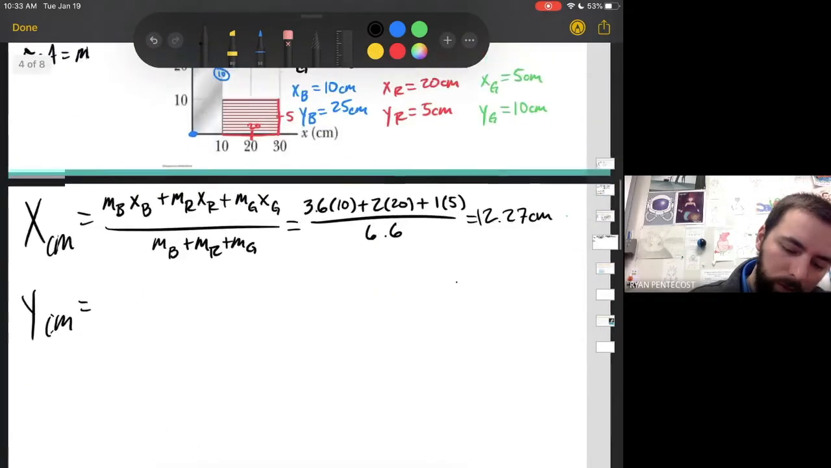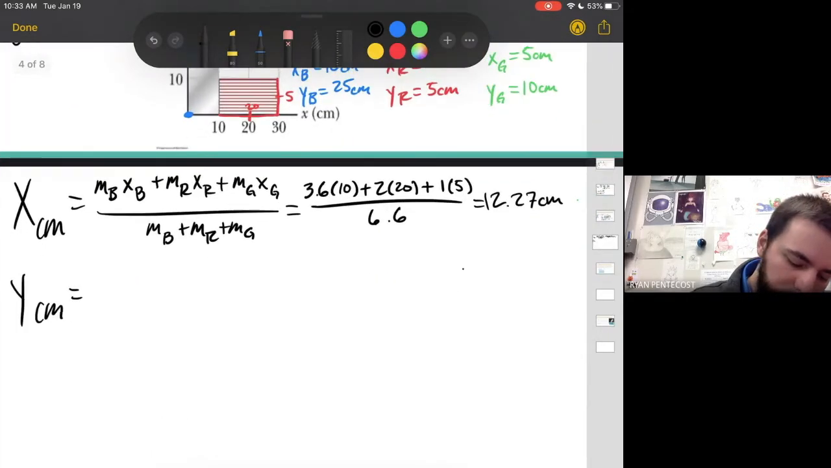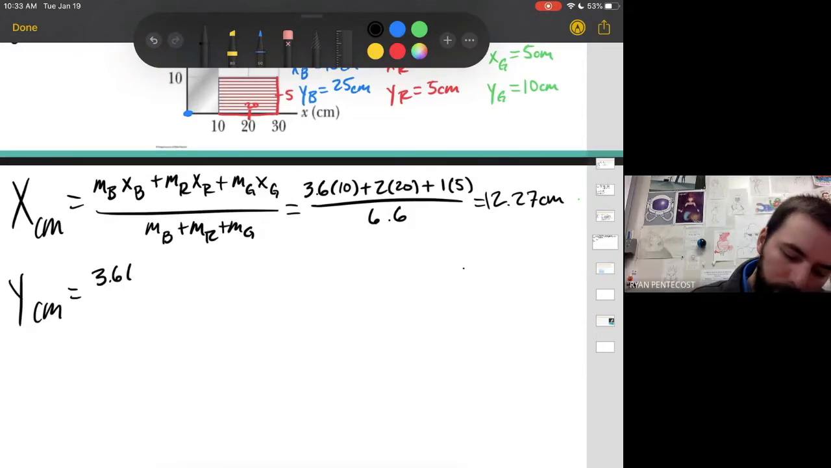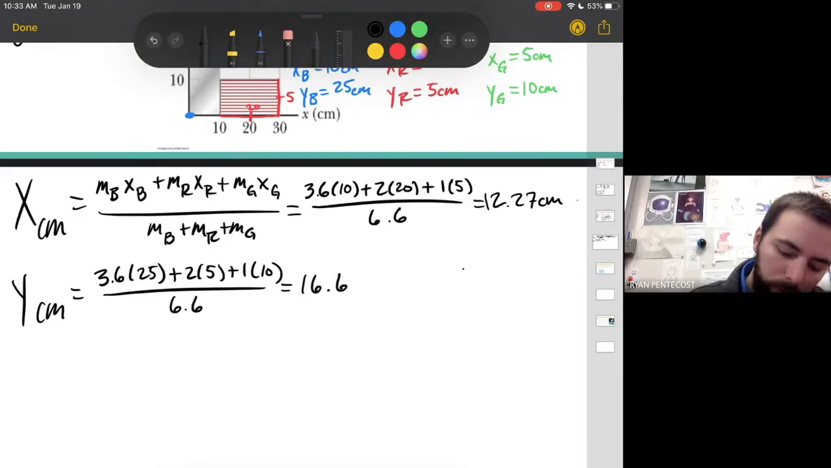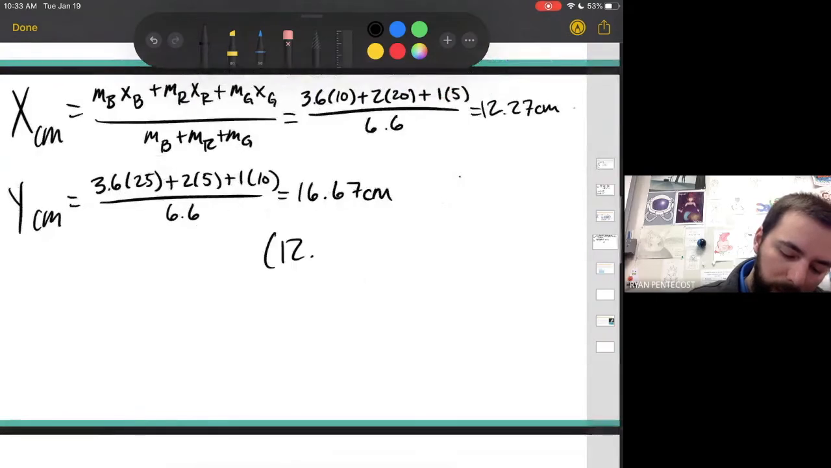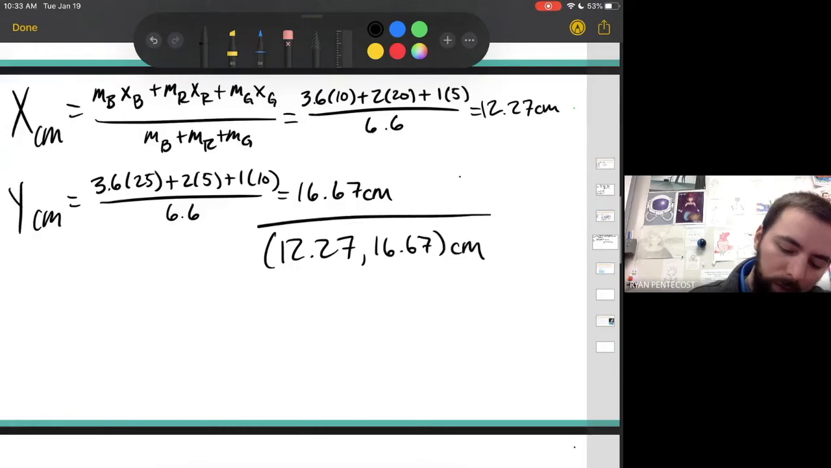If we do the same thing for the y, I'll just go off this. We have 3.6, the mass of blue, times the y of blue, plus the mass of red times the y of red, plus the mass of gray times the y of gray, all divided by 6.6. This will give you about 16.67 centimeters. So the center of mass is going to have an XY point of 12.27 by 16.67 centimeters.